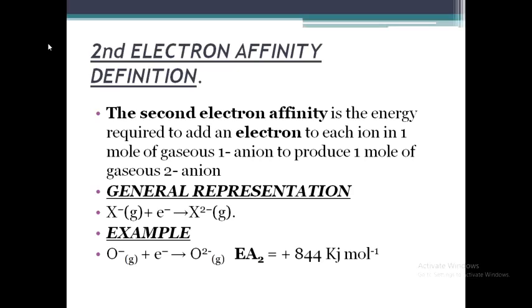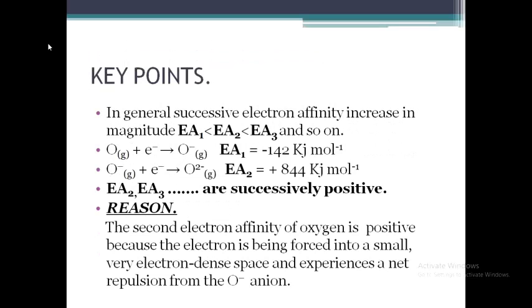Students, going through further key points relevant to second electron affinity and third electron affinity, etc. In general, successive electron affinity increases in magnitude. You can see here the Ea1, first electron affinity, is less than the second electron affinity, that is Ea2, and Ea2 is less than the third electron affinity, that is Ea3. So there is a successive increase in the magnitude of the electron affinities.